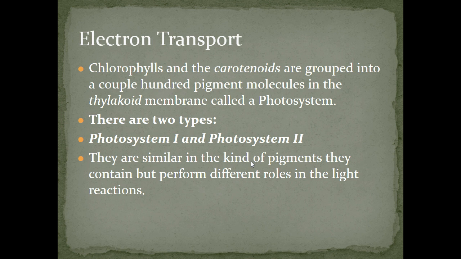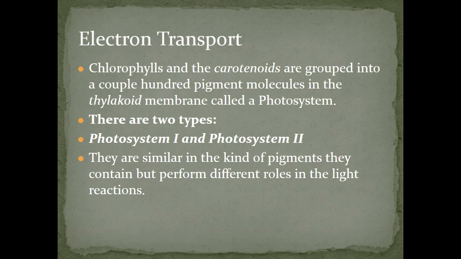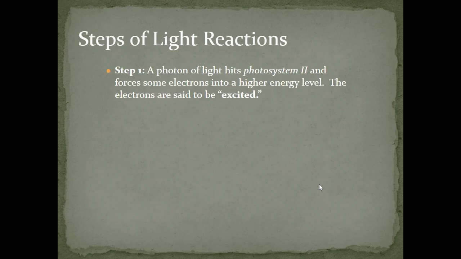So, electron transport. Chlorophylls and carotenoids are grouped into a couple hundred pigment molecules in thylakoid membranes called the photosystem. There are two types, photosystem 1 and photosystem 2. These are similar in the kinds of pigments they contain but perform different roles.